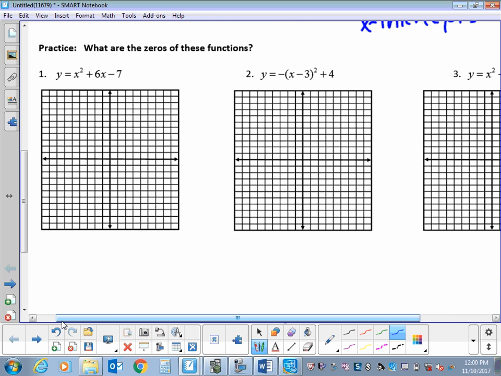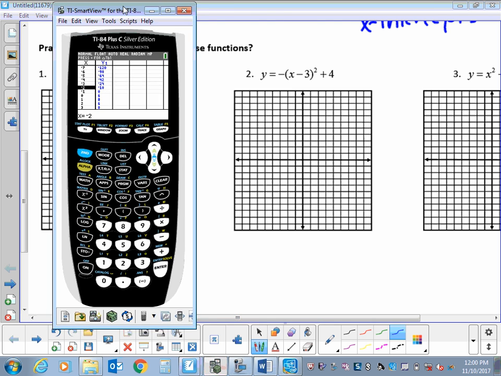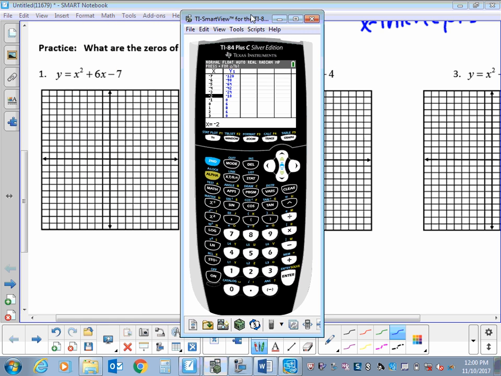All right, number 1. It says, what are the zeros of this function? Well, first, let's type it in. I have x squared plus 6x minus 7. This takes the place of factoring. When we were factoring last unit and making it equal to 0, this is basically the calculator way of doing it. I'm going to get my table.